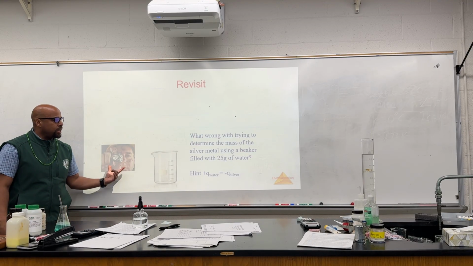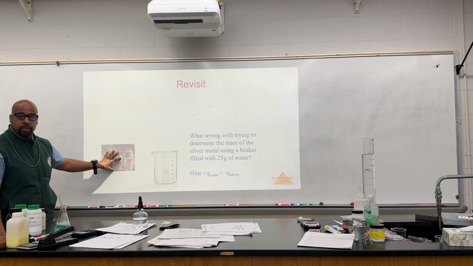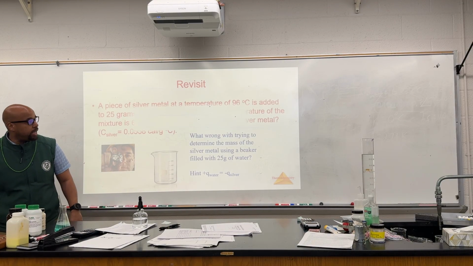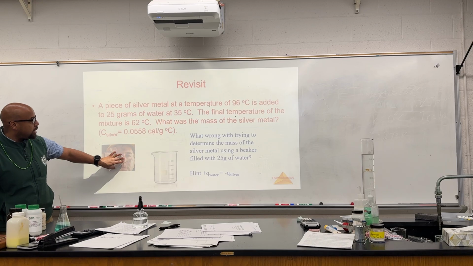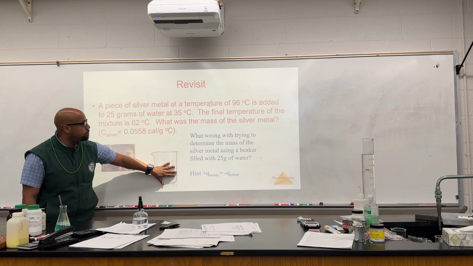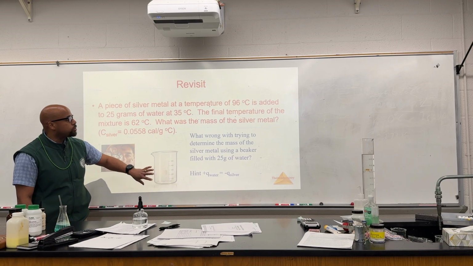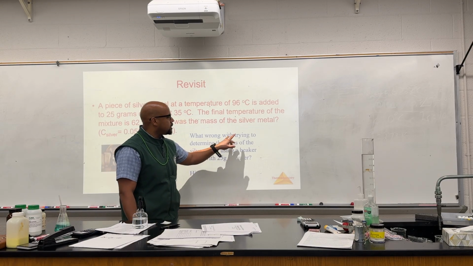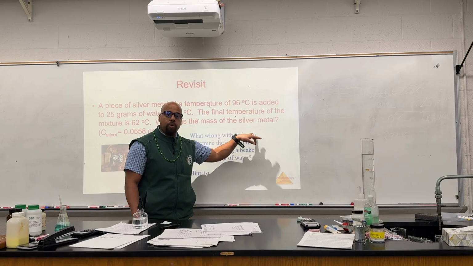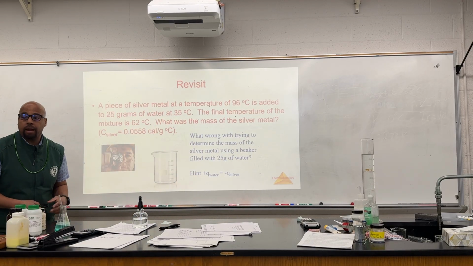You remember, yesterday, we kind of looked at this problem here. We had that piece of silver that was at a certain temperature. And if you remember, basically what we did is we said, hey, we've got, in this case, a piece of silver at 96 degrees Celsius. We got our 25 grams of water that was in the beaker. And then we kind of took the silver, transferred it into the beaker. And what we're trying to do is see if we can figure out what the mass of the silver was. And yesterday, successfully, we were able to figure it out.